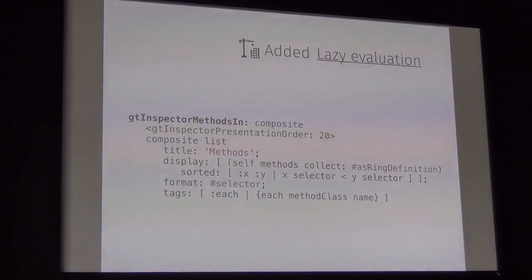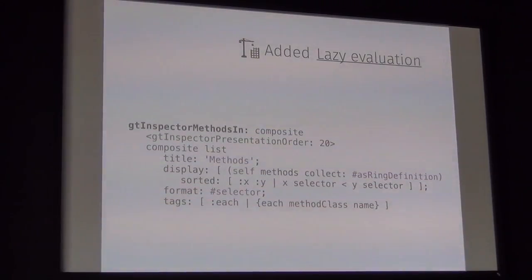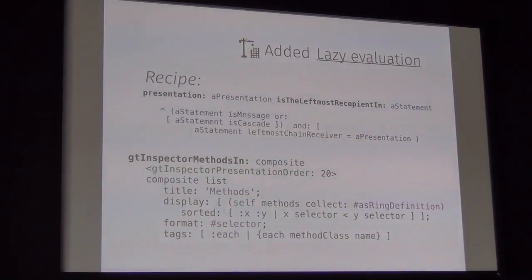And for that we were just working with bare AST. So we had special helper methods that were checking if a presentation which is passed is leftmost. Then we have a statement, and we check if the statement is a cascade or a message, because we have one statement here, right? And then we check if the leftmost chain receiver is a presentation, which is composite here, then we move forward. Right, so we have some hacks there, but it would be nice to know what other rules need this stuff. And in the end, a bit about feedback.